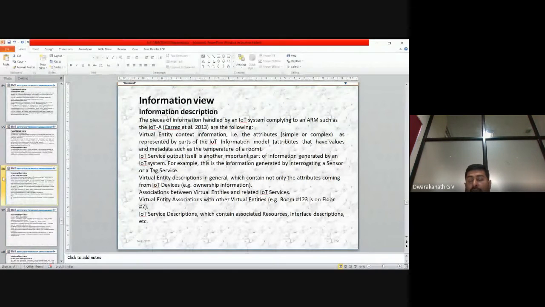How will I get the information? The values of the attributes will be added by my real-world devices, whatever sensors, actuators or tags there are, RFID tags and all. IoT service output itself is another important part of the information generated by the IoT system. What service have I defined, and is the output I am getting from it correct or not? For example, this is the information generated by interrogating a sensor or a tag service. When I switch on one particular sensor, either it will work or not.